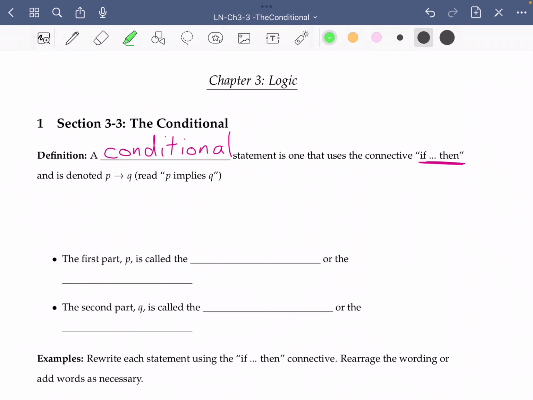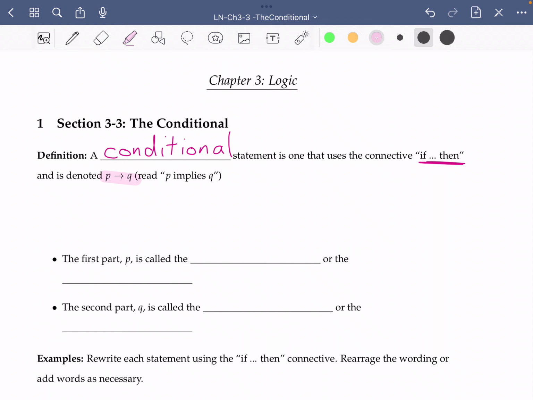The way that we denote this in our logic notation is going to be an arrow. So we would read this as P implies Q. You could also read it as if P, then Q. So that's our conditional statement.